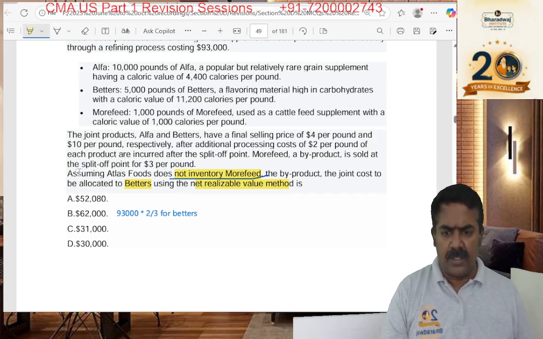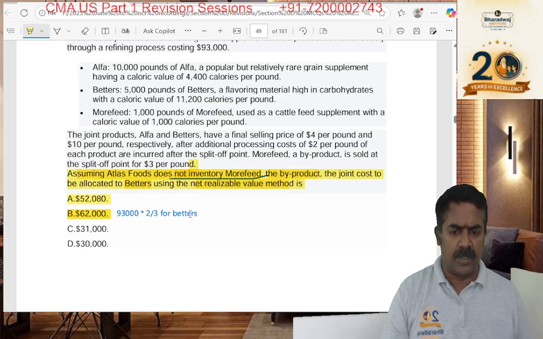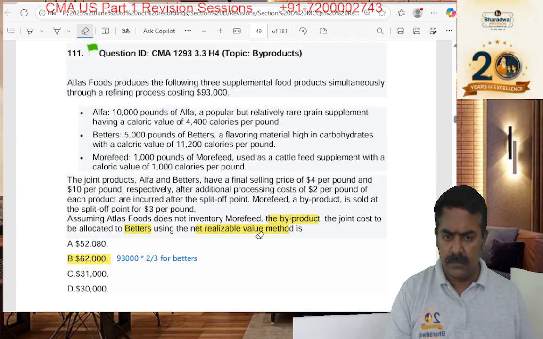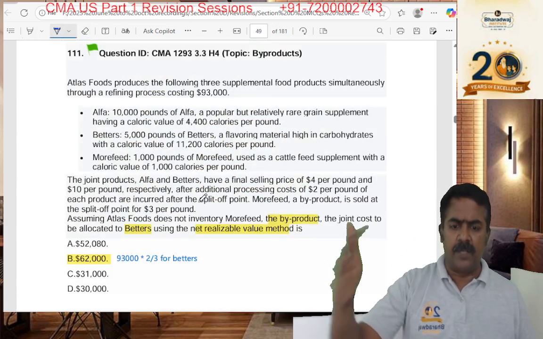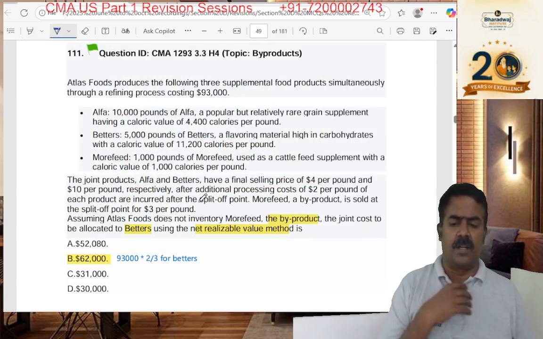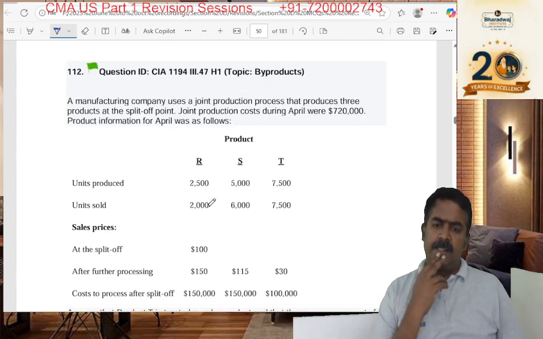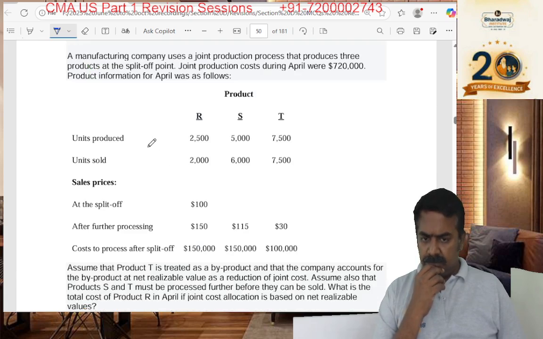They are not doing any allocation of cost for the byproduct. What are they not inventorying? Byproducts. 93,000 into 2/3, how much do you get? 62,000. Does not inventory means they don't keep it at all, they discard it. The byproduct is not processed at all. That is the meaning. Okay. 112. It is a byproduct.